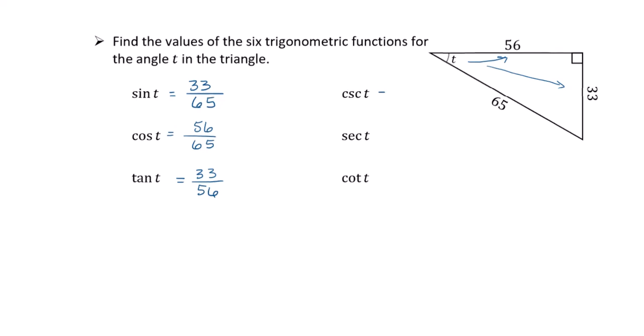Now cosecant of t is simply the reciprocal of sine of t. Secant of t is the reciprocal of cosine t. And cotangent t is the reciprocal of tangent t.